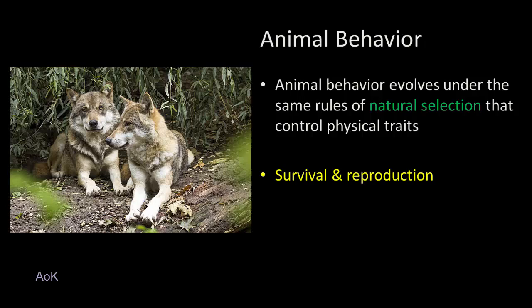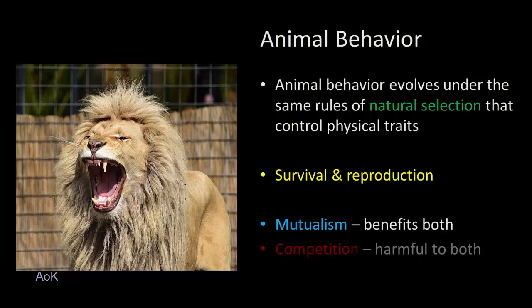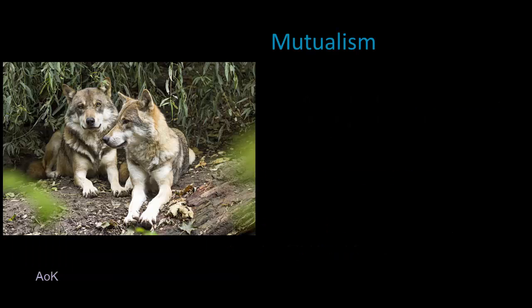In this video, we're going to investigate two specific types of animal behaviors. Mutualism is a type of behavior that benefits both of the animals involved. Competition is a type of behavior that is harmful to both animals. Let's start by looking at mutualism.